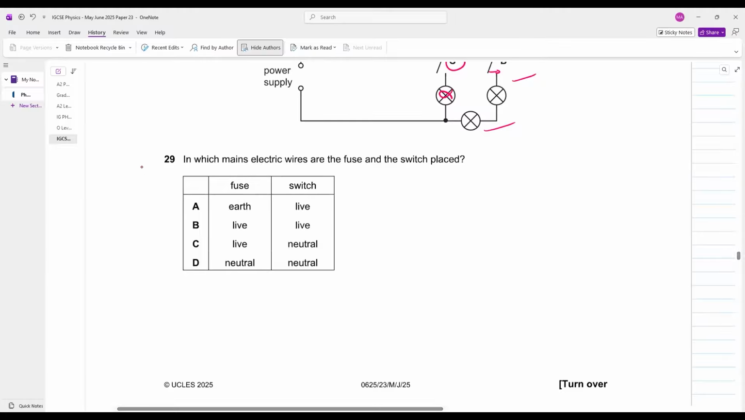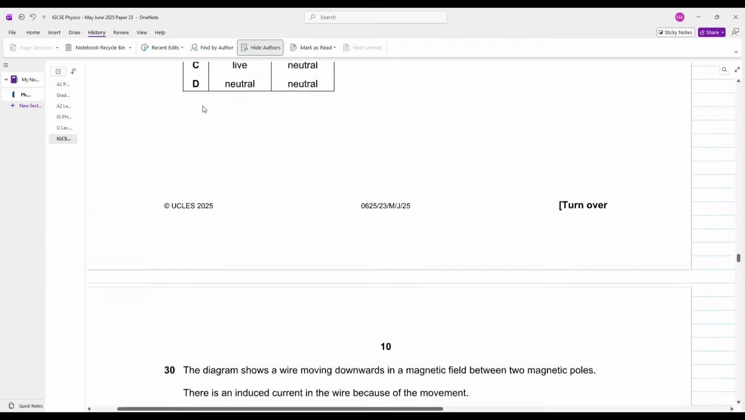In which mains electric wire are the fuse and switch placed? बेटा फ्यूज कहाँ प्लेस होता है? लाइव वायर में। स्विच भी कहाँ प्लेस होता है? लाइव वायर में। B is your answer.